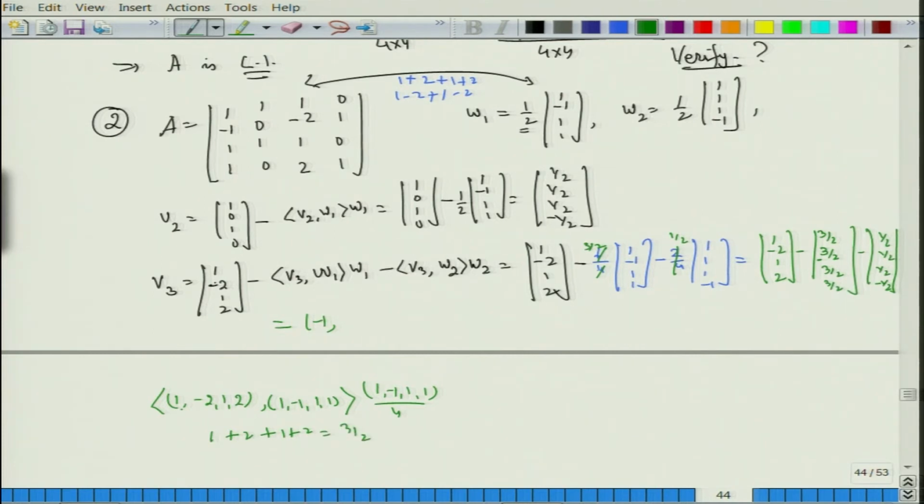So, minus 3 by 2 I wrote here, 1 minus 1, 1 minus 1, I wrote it correctly, this part. The other part was V3 with this. So, it is 1 1 1. So, 1 minus 2, 1 minus 2. So, minus half, or minus minus plus.